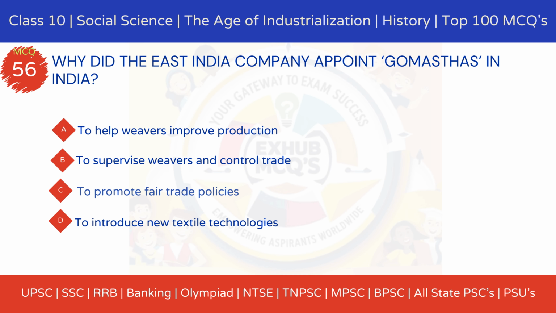MCQ 56. Why did the East India Company appoint Gomastas in India? Option A. To help weavers improve production. Option B. To supervise weavers and control trade. Option C. To promote fair trade policies. Option D. To introduce new textile technologies.